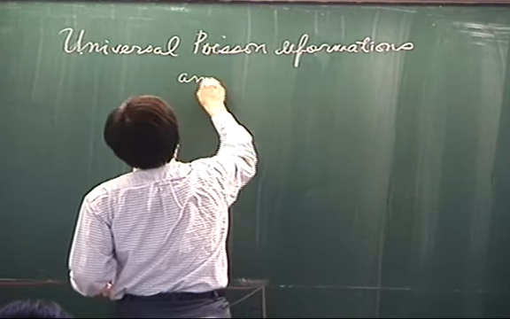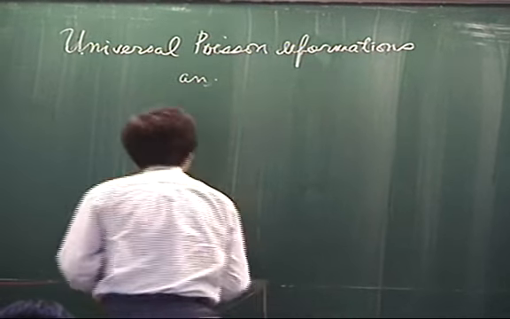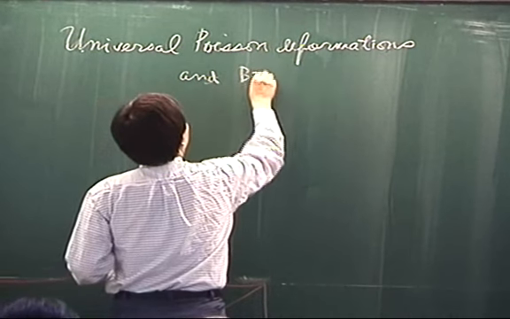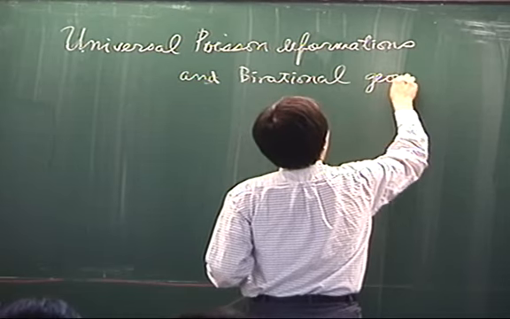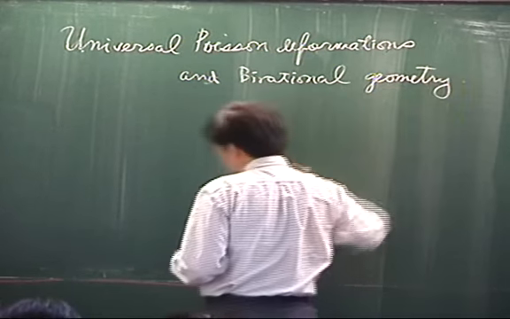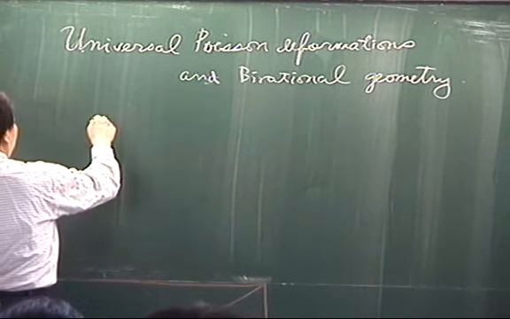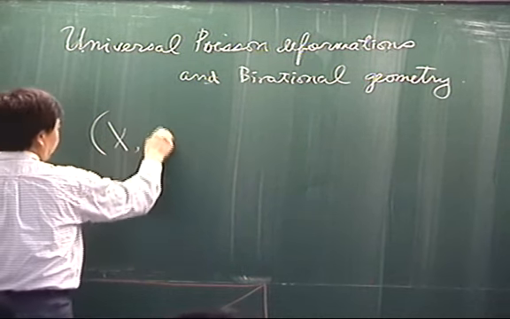And birational geometry. So let's start with an affine symplectic variety.